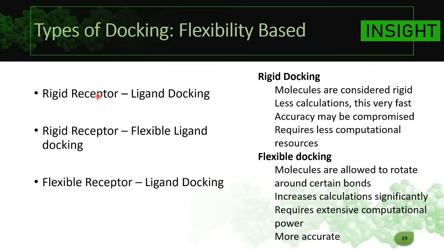Based on considerations of flexibility within the molecules, molecular docking can be of different types. We can perform rigid receptor and rigid ligand docking, which is the simplest, extremely easy and very fast kind of calculation, but of course it is not going to be very accurate.